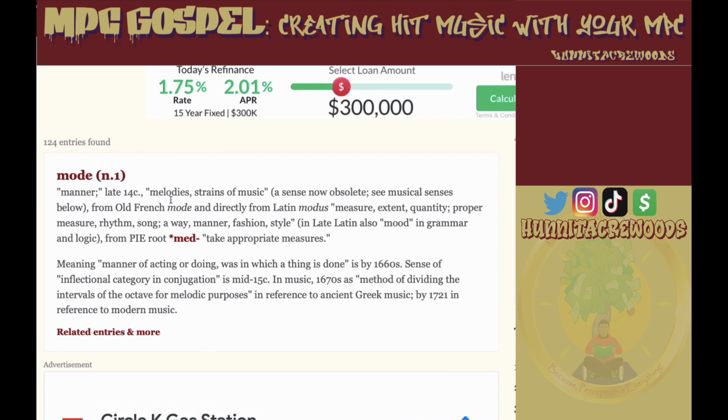from Old French mode, and directly from Latin modus: measure, extent, quantity, proper measure, rhythm, song, a way, manner, fashion, style. In late Latin, also mood in grammar and logic. And then from Proto-Indo-European, to take measures.